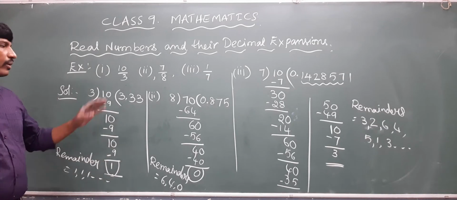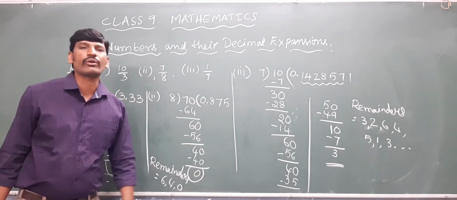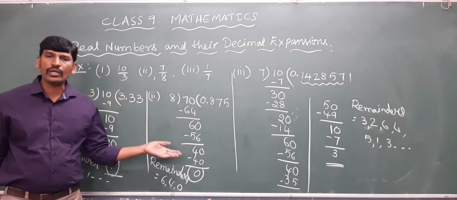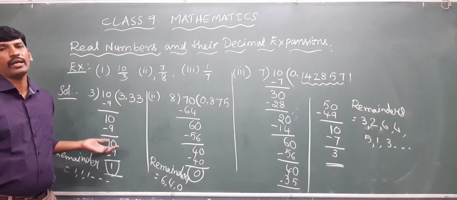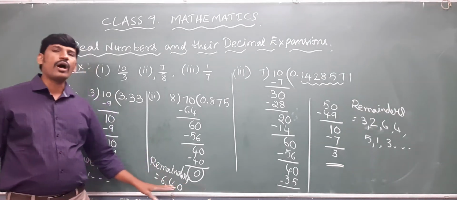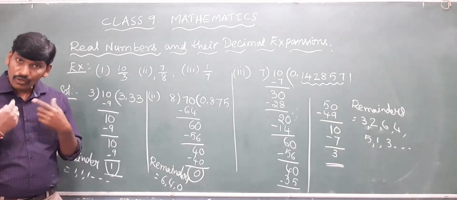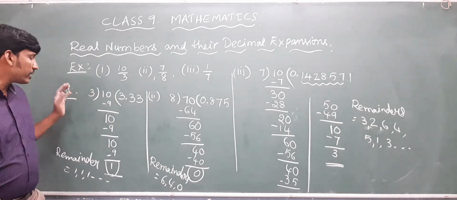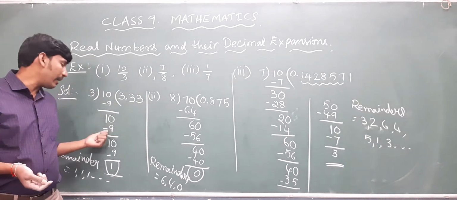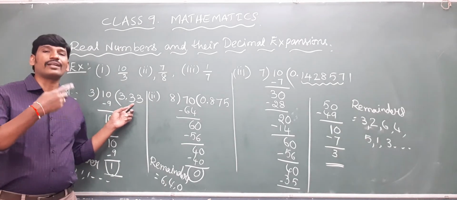Now we can conclude from these three statements. What are you going to conclude? Either the remainder will be 0 or the remainder will not be 0. That is the first case. Then what is the second case? In this case the remainder may be repeated. Here the remainder will be repeated and the quotient has only one digit repeated, 3.33333.